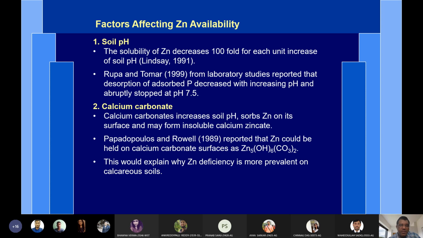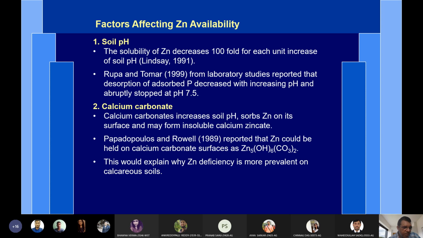Number two factor that affects the zinc availability is calcium carbonate levels. Calcium carbonate increases soil pH and sorbs zinc. It attracts zinc also on its surface and may form insoluble calcium zincate.